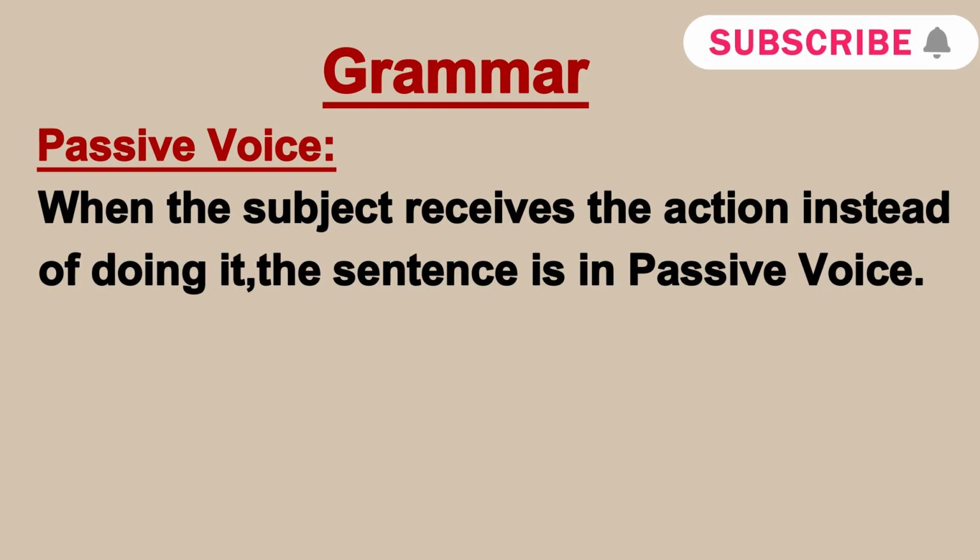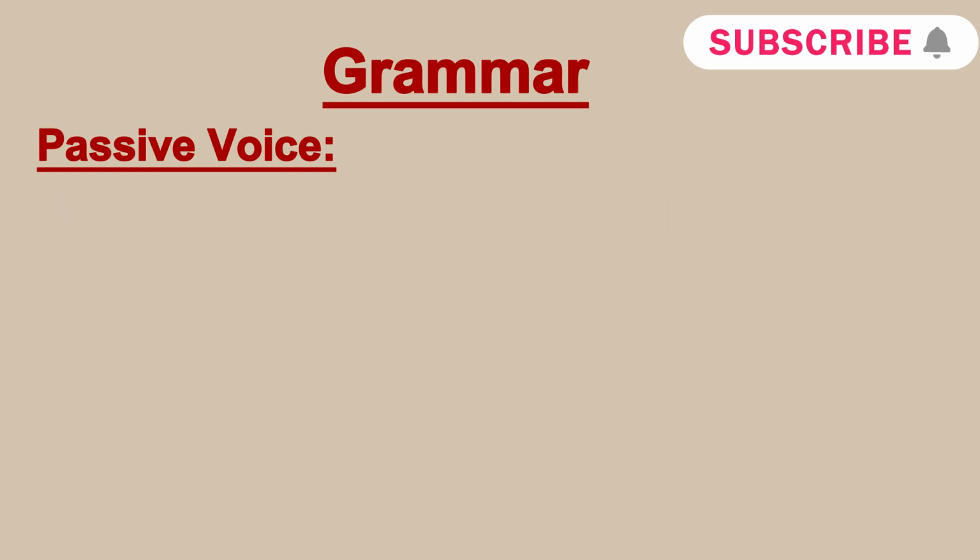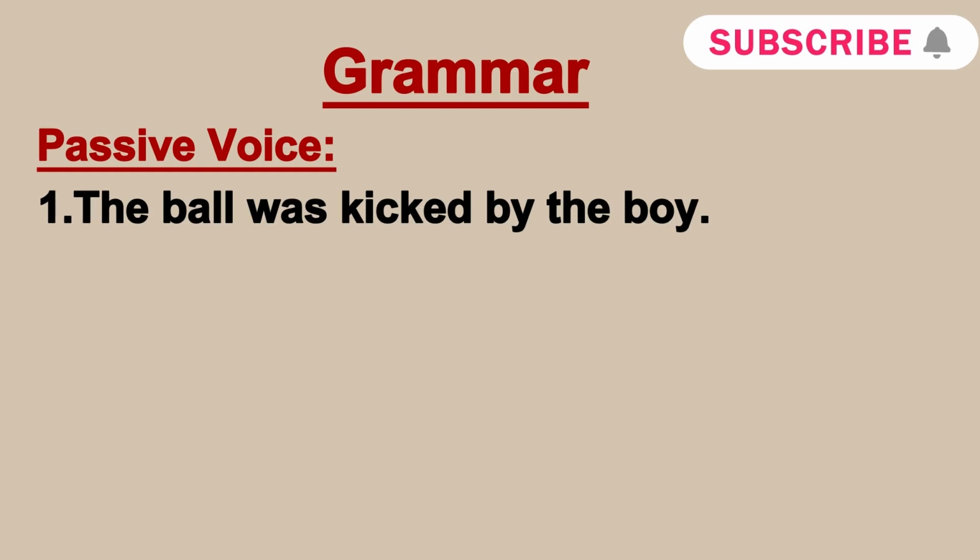Now let's understand passive voice. When the subject receives the action instead of doing it, the sentence is in passive voice. Let's see some examples of passive voice. Example 1. The ball was kicked by the boy. Here, the ball is not doing anything. It is receiving the action. That's why this is passive voice.